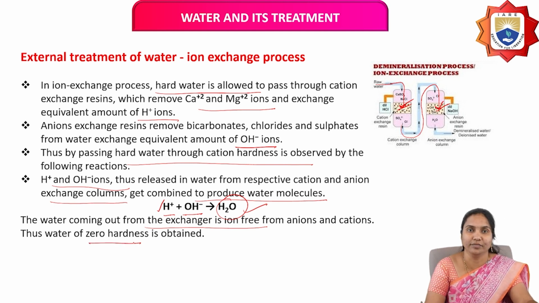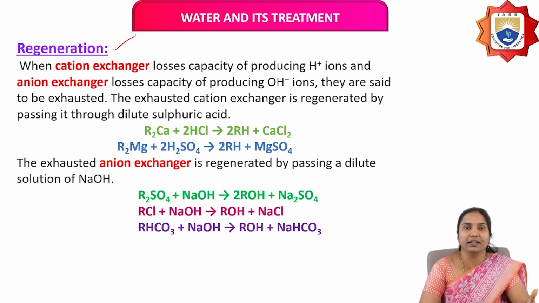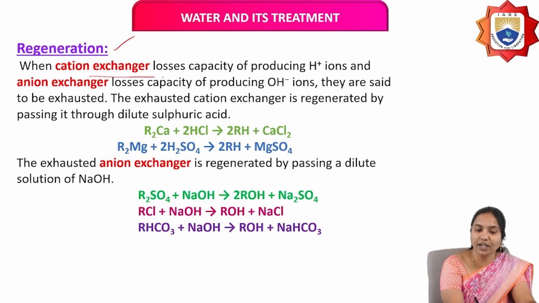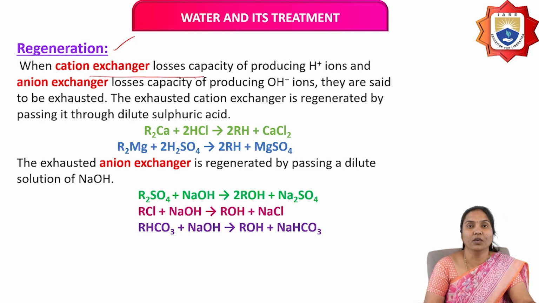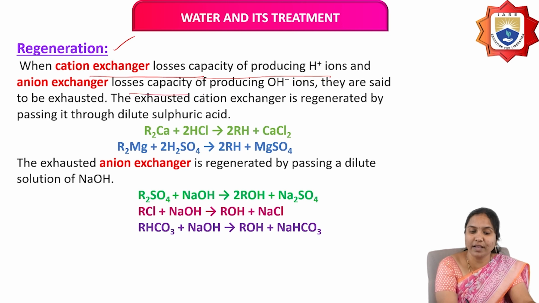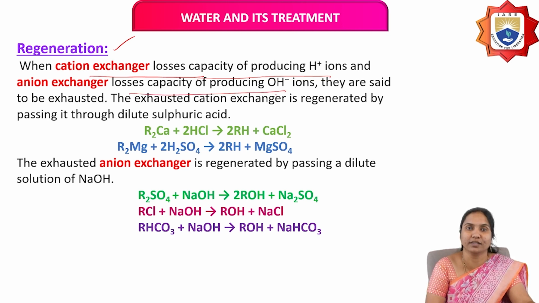Just now we discussed how we can regenerate the cation exchange resin and anion exchange resin. See here, when the cation exchange resin loses its capacity of producing H plus ions, that means it is completely exhausted. Likewise, the anion exchange resin also loses its capacity of producing OH minus ions.